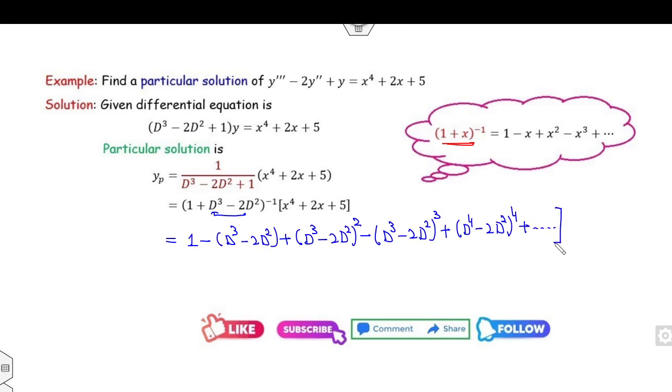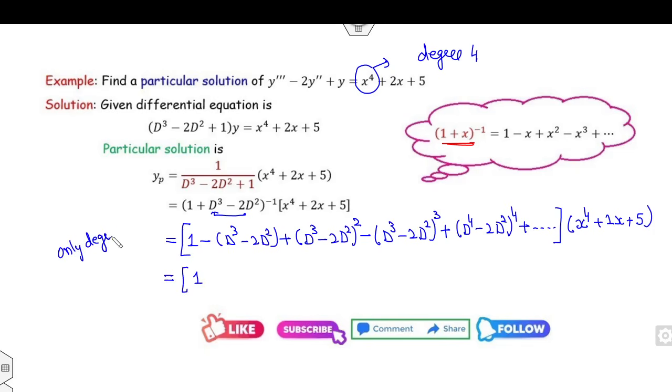Fine. Now the question arises up to what degree you have to write. Look at the right hand side of the given function. What is the polynomial degree? The maximum degree is 4. So you have to write only those quantities up to the degree 4. Fine. Now if you open this bracket, look at only those degrees of the D which have value less than or equal to 4.